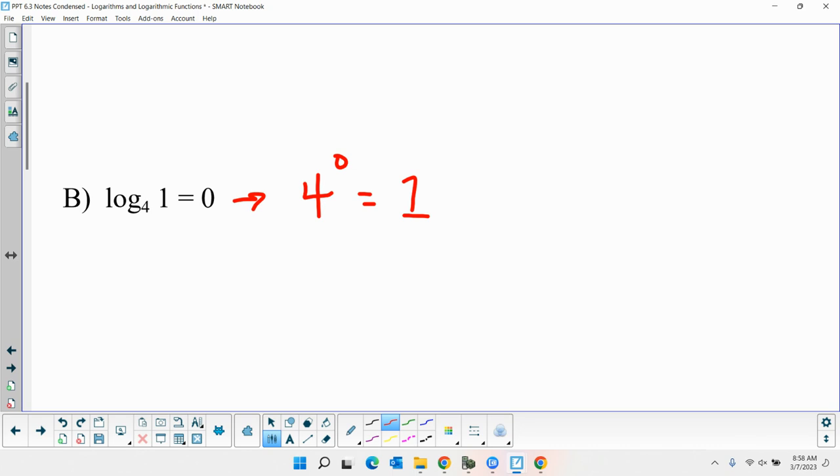Whenever, no matter what the base is, if that number is 1, the answer is always going to be 0. Rosalie? No. Because if we don't put 0 there, we're thinking the exponent's 1. And 4 to the first is 4, right? So always put the 0.